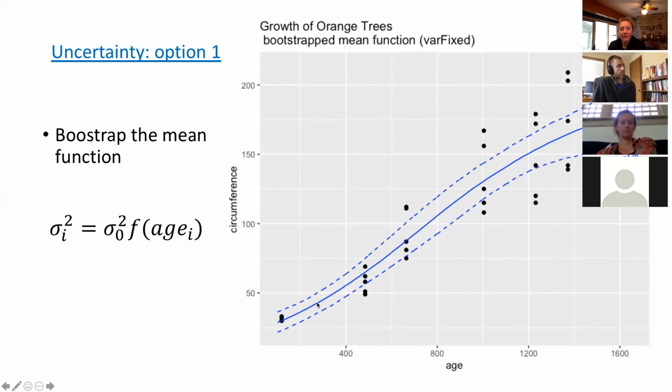And then from those 1,000 resampling events from the same observations, I plotted here the 5% quantile, the 50% quantile, and the 95% quantile of that relationship. And you see that we get a bit of an increasing amount of uncertainty around the mean relationship between x and y here, circumference and age.